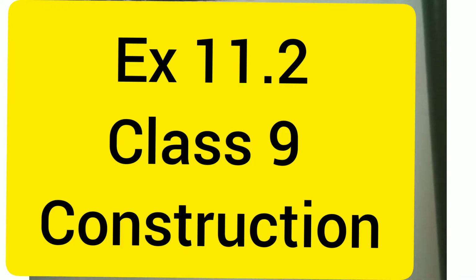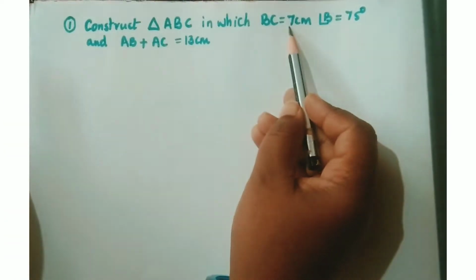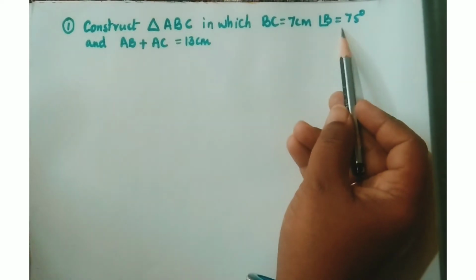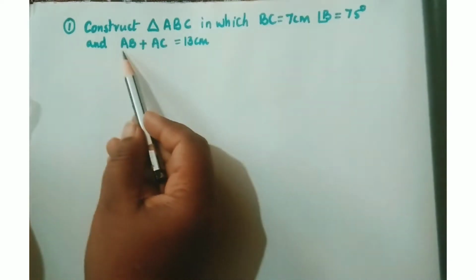So today we are going to see exercise 11.2 class 9 constructions. Here the first question is: construct triangle ABC in which BC is equal to 7 centimeter, angle B is equal to 75 degree and AB plus AC is equal to 13 centimeter.